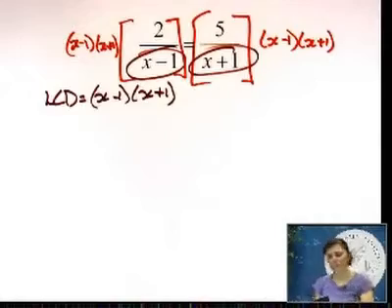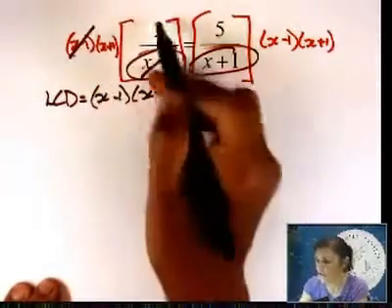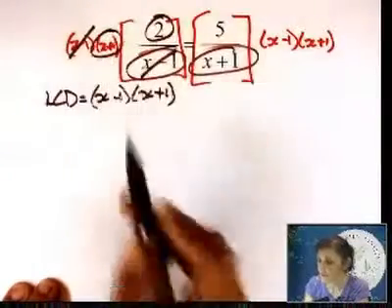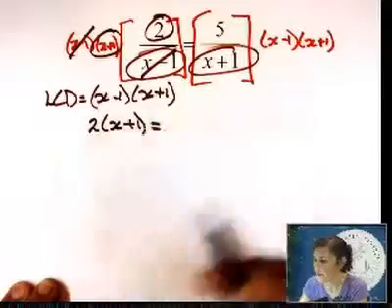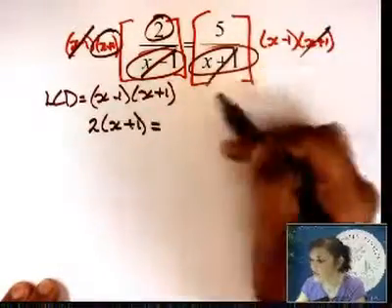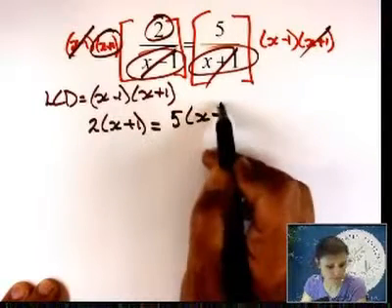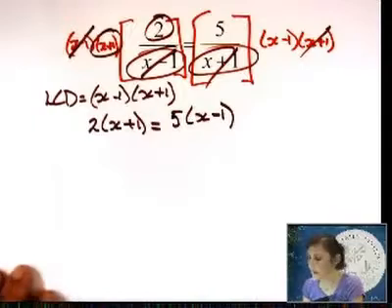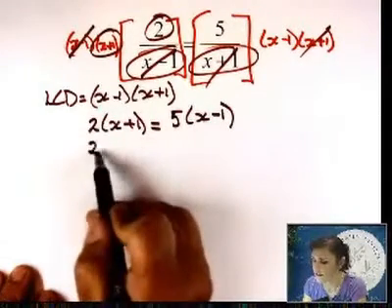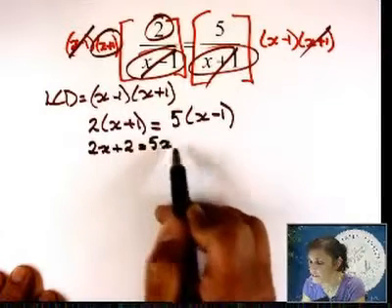Okay, let's try to do this a little faster. X minus 1s will go. You're going to have a 2 and an x plus 1. Now, in this case, x plus 1s will go. You're going to have a 5 and an x minus 1. Now, let's work these in. 2x plus 2 equals 5x minus 5.